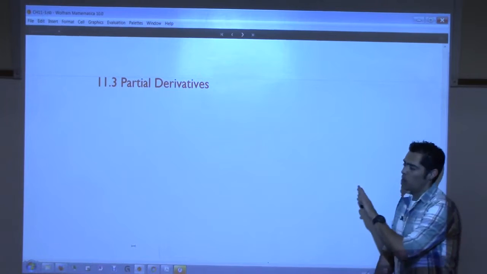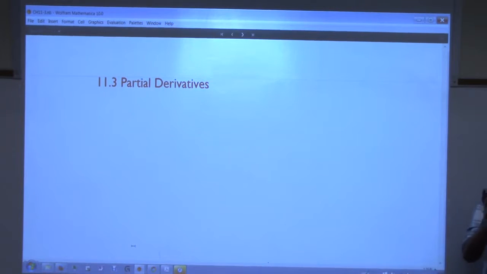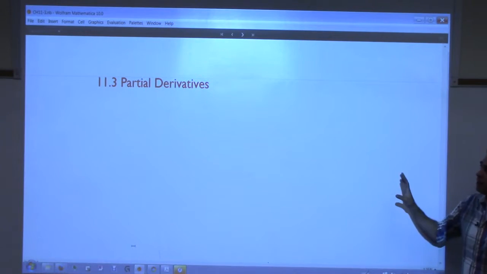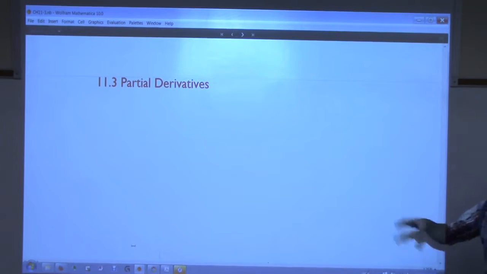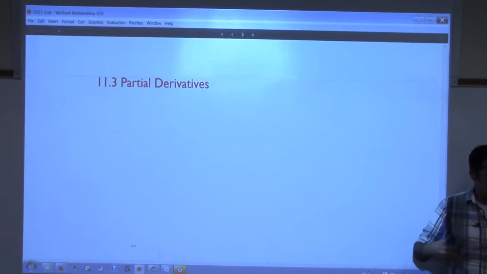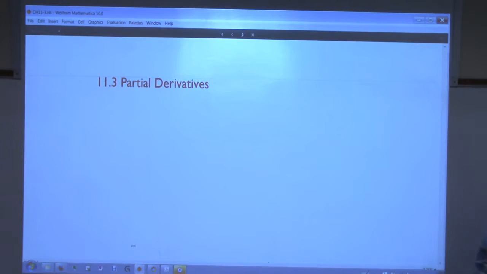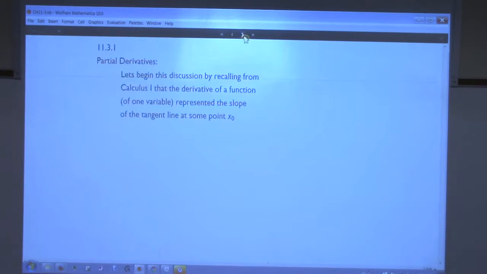Well, we're going to try and get a visual of it to start here with functions of 2 variables, although the idea extends to functions of 3 variables and 4 variables. But it's really easy to see with functions of 2 variables.